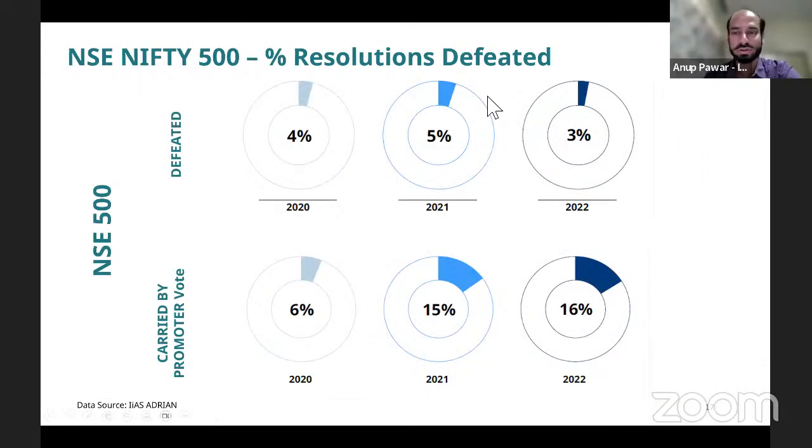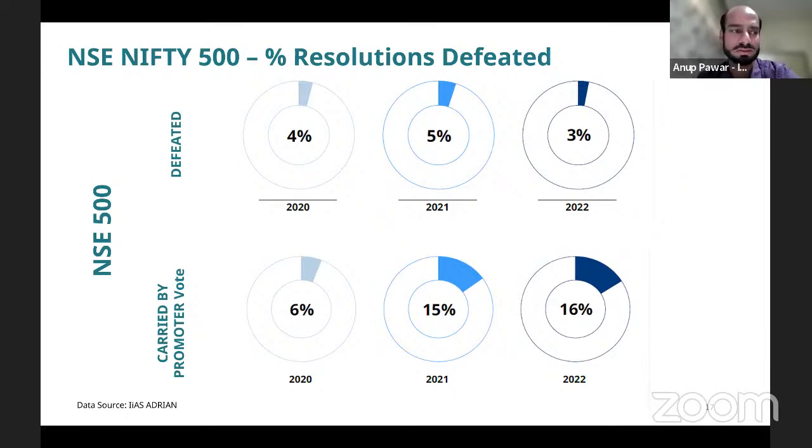This is probably the most interesting to me. This is the NSE 500, and what is the percentage of resolutions that have been defeated, that have not gotten shareholder approval in each of these calendar years, 2020, 21, 22. So you will see that that number is quite low, right? So you might think that, given the amount of pushback by shareholders, that number will be very high, but that number is reasonably low.